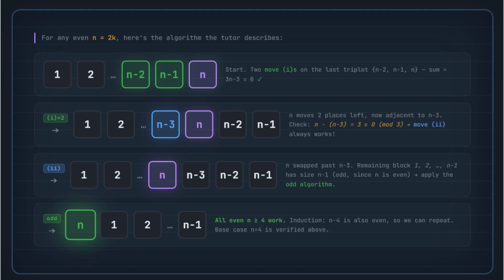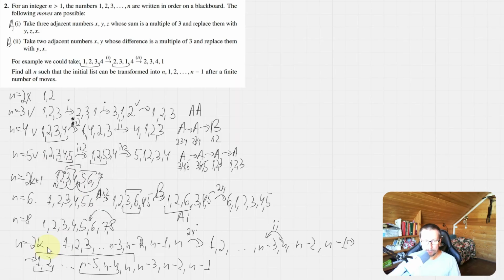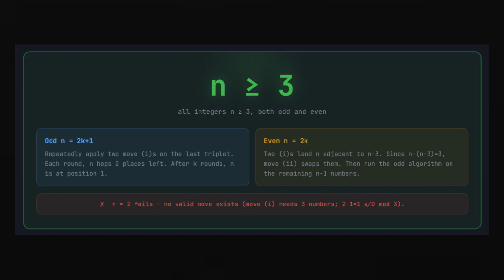n minus 3, n minus 2, n minus 1 in front, and then this is a sub-number, because n was even, so 2k, so n minus 4 is also even, and so this number is even in some order, and this is like n in the end, it is odd. And then we just apply the same algorithm that we used here for the odd number. So for all even numbers, it also works. So it works for even numbers and for odd numbers, except for 1 and 2. So the answer: for all n greater than or equal to 3, either odd or even.